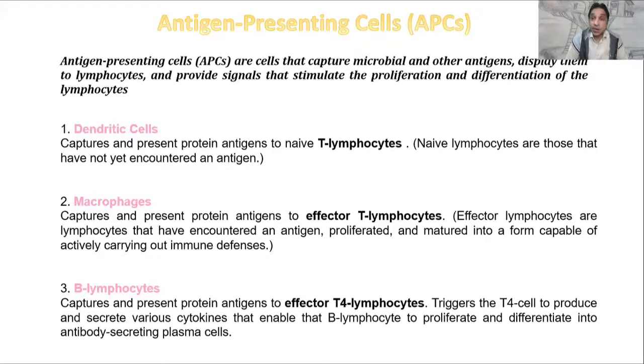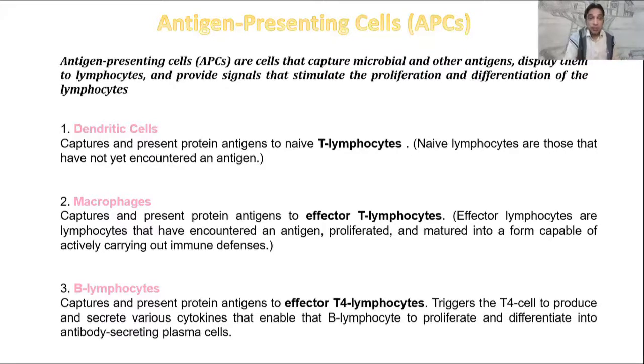The third one are the B lymphocytes. The B lymphocytes, the B cells, are also capable of capturing the bad thing, and they can also present whatever they have captured to the effector T lymphocytes. They can trigger the T cell, and they can secrete chemicals which not only help the T cells proliferate, but also help the B cells to proliferate and differentiate and create plasma cells and then the antibodies.